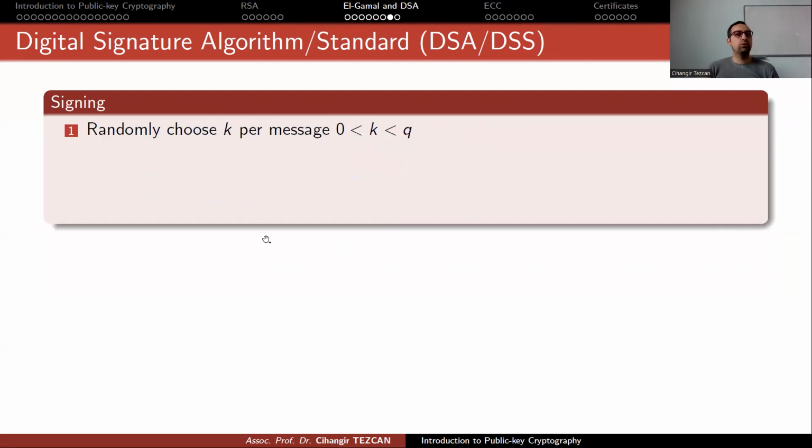For every message, you randomly choose k. This is important. If you use the same k for signing two different messages, your secret key leaks. Okay? This is very, very important. This happened in Bitcoin, actually. There was a bug in the Android Java random class.